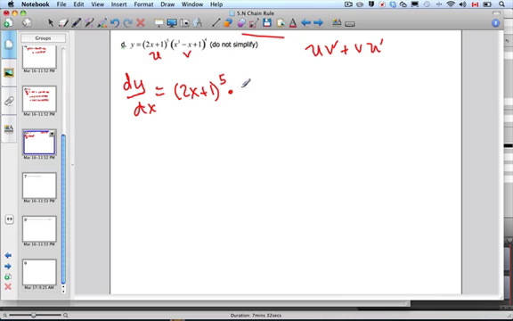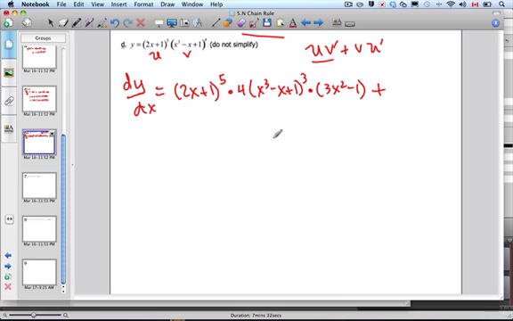So now we pull the 4 down: 4 times x cubed minus x plus 1. Take 1 away from the power, multiply by the inside derivative, so the chain rule kicker: 3x squared minus 1. Okay, so now we've done this part so far. Now we have plus.